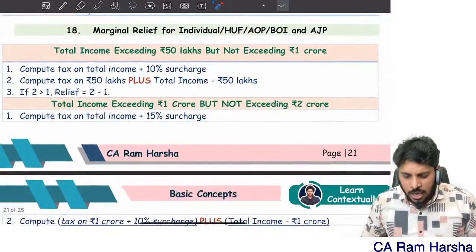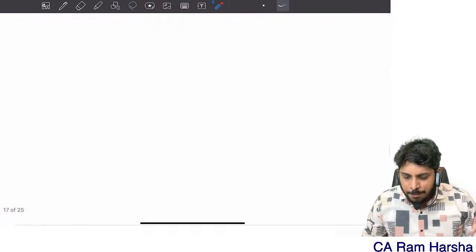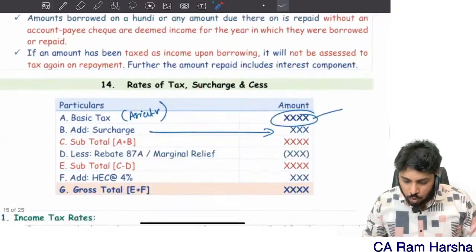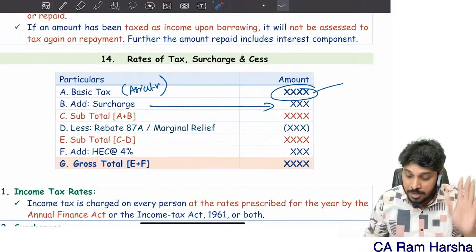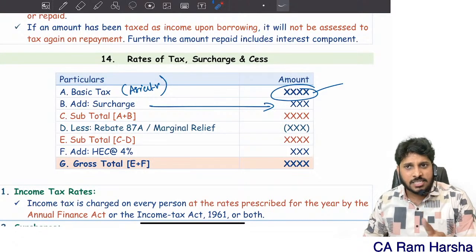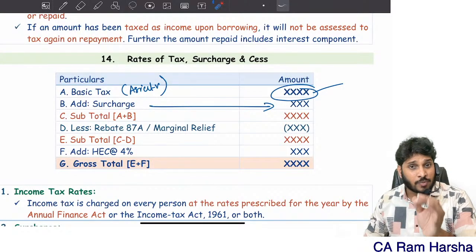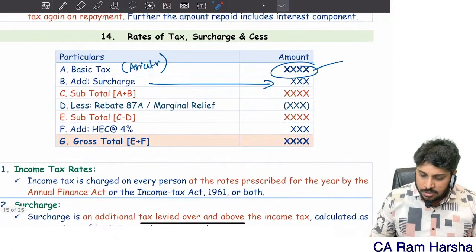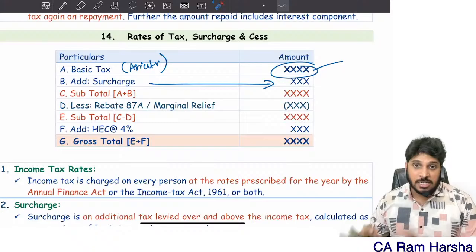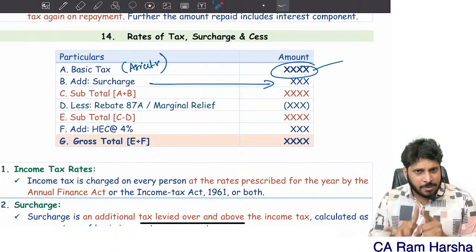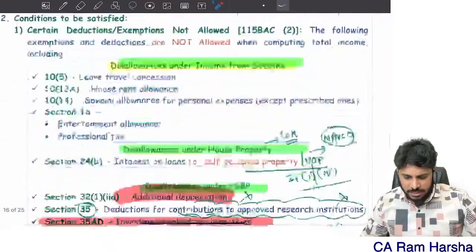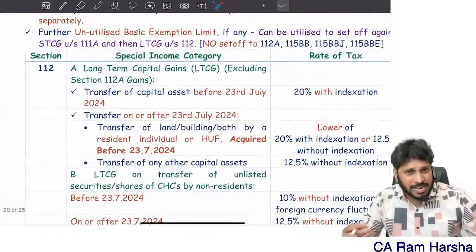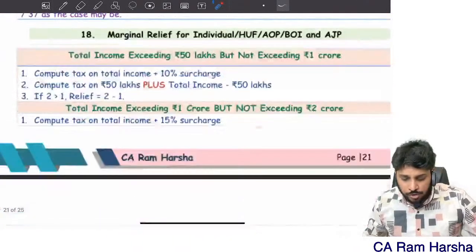Now we understood what basic tax is and at what surcharge rate it is to be applied. Remember, under the default tax regime, the maximum surcharge rate cannot exceed 25%. That's it. Then you should reduce what? Marginal relief. How to calculate relief? Relief will come into picture. I have given you 3 steps, very simple. I can tell you the logic also, but it will take time. Considering the time available, I am not going to discuss the logic.